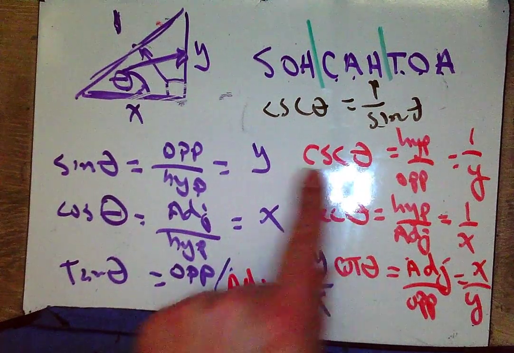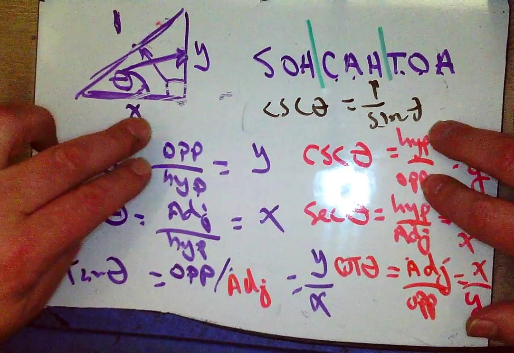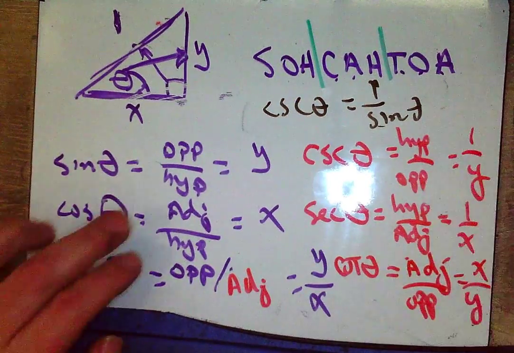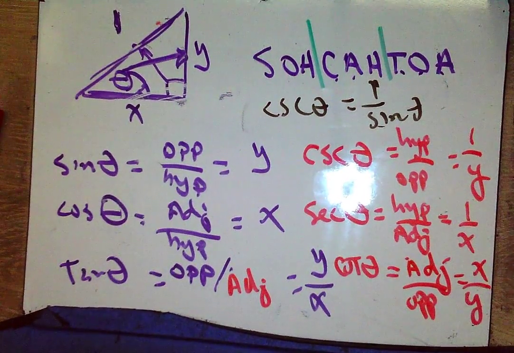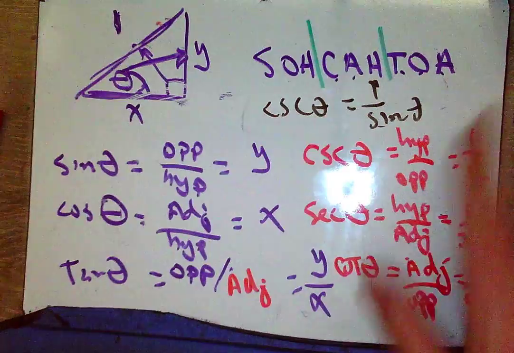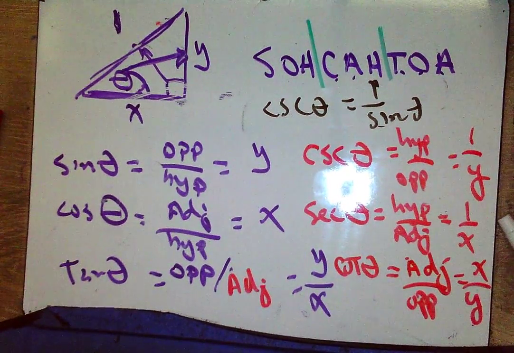So this is the reciprocal of that. Look, hypotenuse over opposite becomes opposite over hypotenuse. Adjacent over hypotenuse becomes hypotenuse over adjacent. All right, SOHCAHTOA. I could never spell SOHCAHTOA. No, really, I'm not kidding.